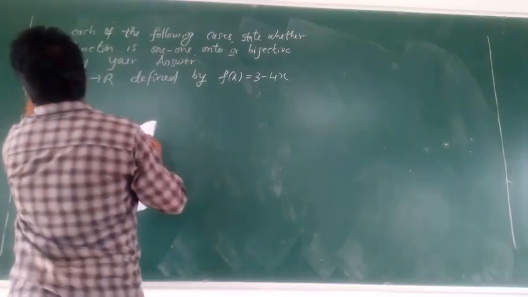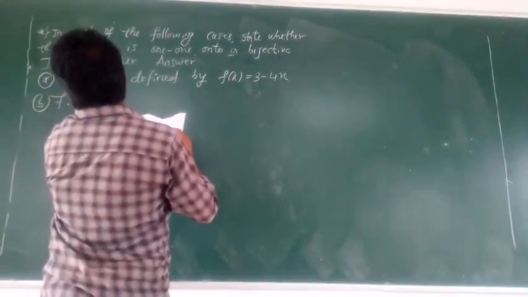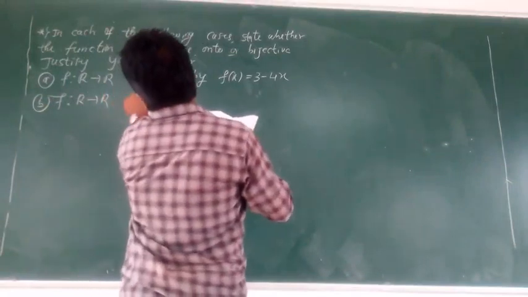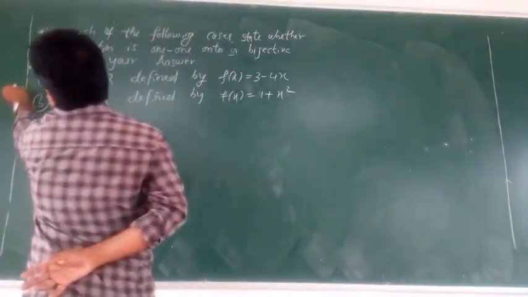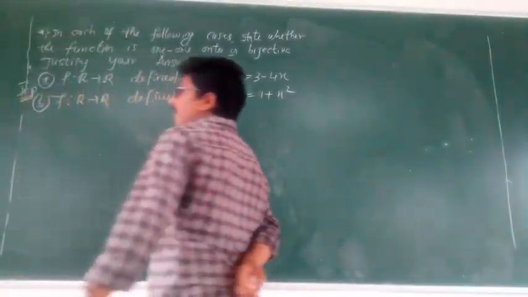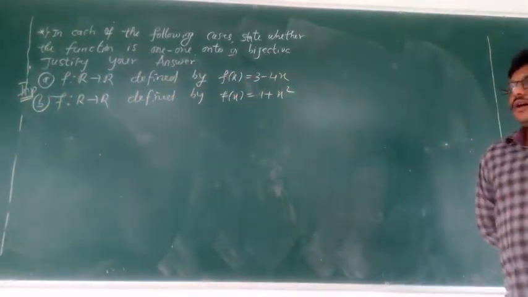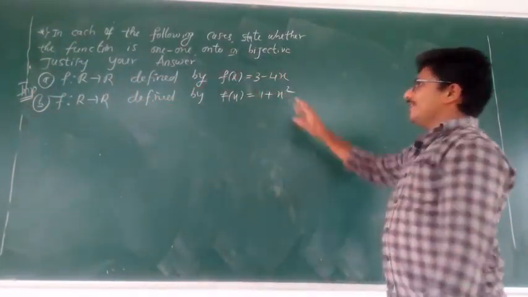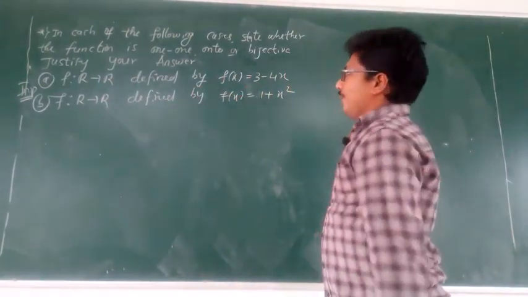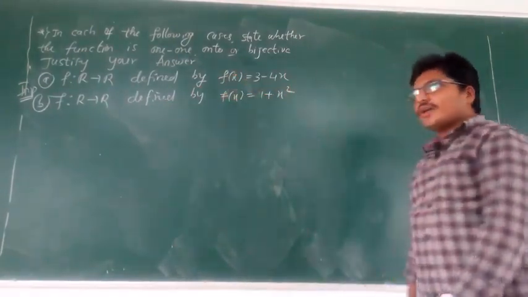Next one, part B: f from R to R defined by f of x is equal to 1 plus x square. The second question is very important for the annual examination. This question was already asked in one year. I don't know exactly which year, but it is an important question for the 2 marks question. So let us read the given question.